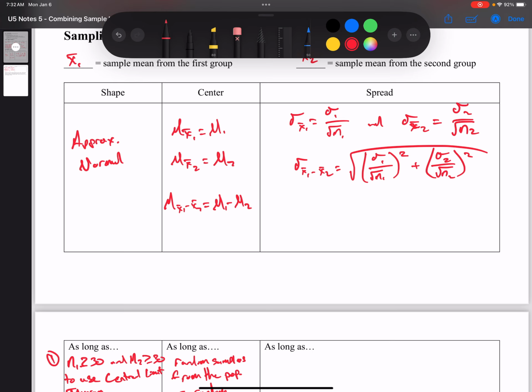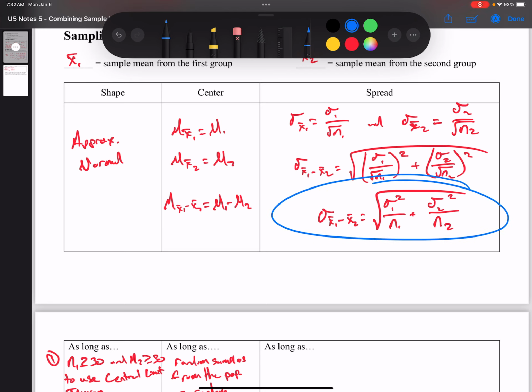So this all ends up simplifying to just this, because we'll have the square root of standard deviation 1 squared over n1 plus standard deviation 2 squared over n2. So it's not that much better, but it is a little bit better. If you were trying to memorize a formula, this is what you want to go with. The other one's not super important. It's just the first step to get there.